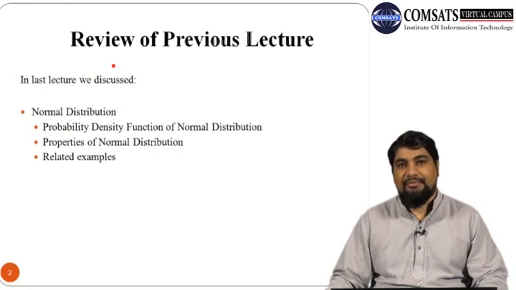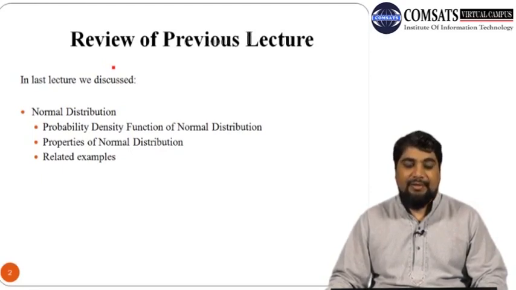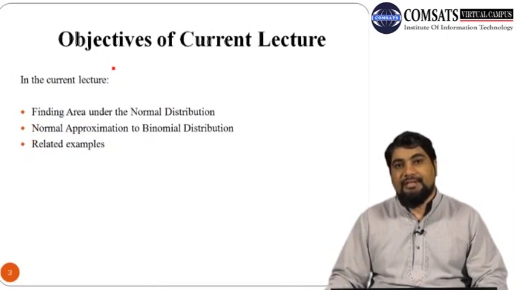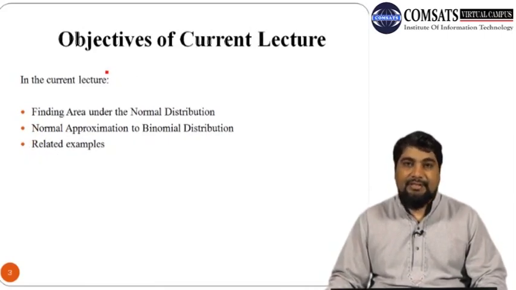So first we take a review of last lecture. In last lecture we have discussed the normal distribution, and in particular we discussed the probability density function of a normal distribution, and then we have discussed some of the important properties of normal distribution, and we have also discussed some related examples. So now let us discuss the objectives of the current lecture.